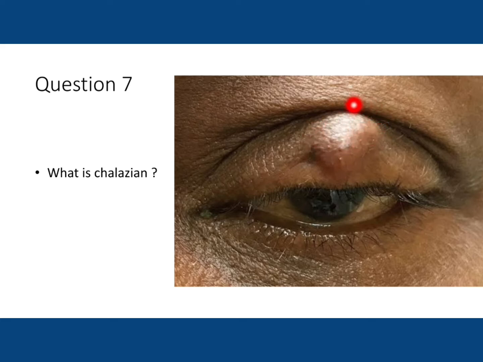So with a chalazion, you will observe that it is present in the tarsal plate over the meibomian glands. But a stye and similar conditions are present in the eyelid margin. Okay. So what is the treatment for this chalazion?